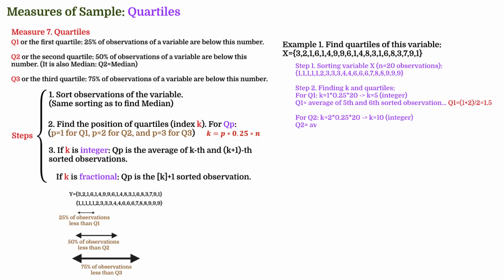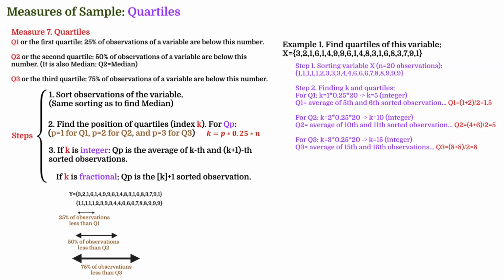For Q2, k is equal to 2 times 0.25 times 20, which is 10, an integer, average of 10th and 11th sorted observations. Q2 is the average of 4 and 6, which is 5. For Q3, k is equal to 3 times 0.25 times 20, which is 15, an integer again. Q3 is the average of 15th and 16th observations. So it is the average of 8 and 8, which is 8.